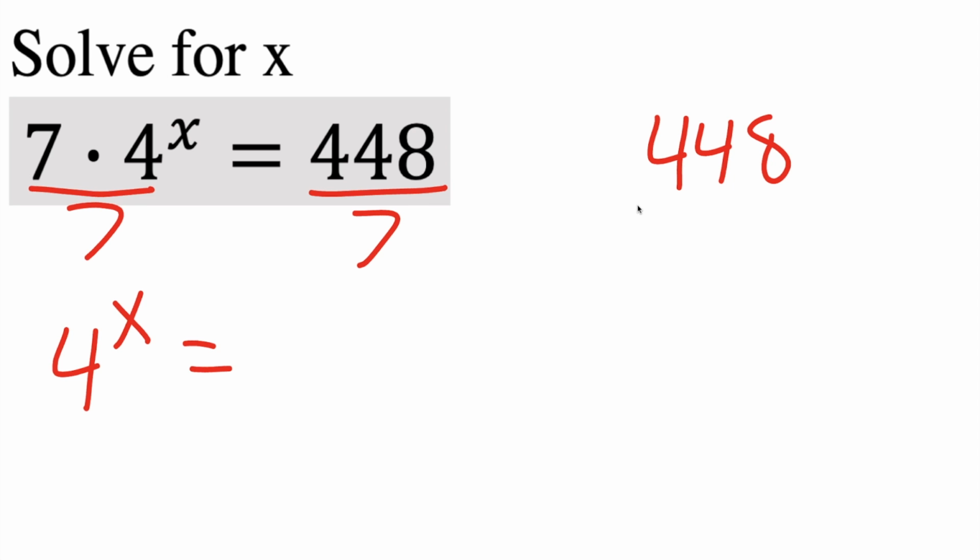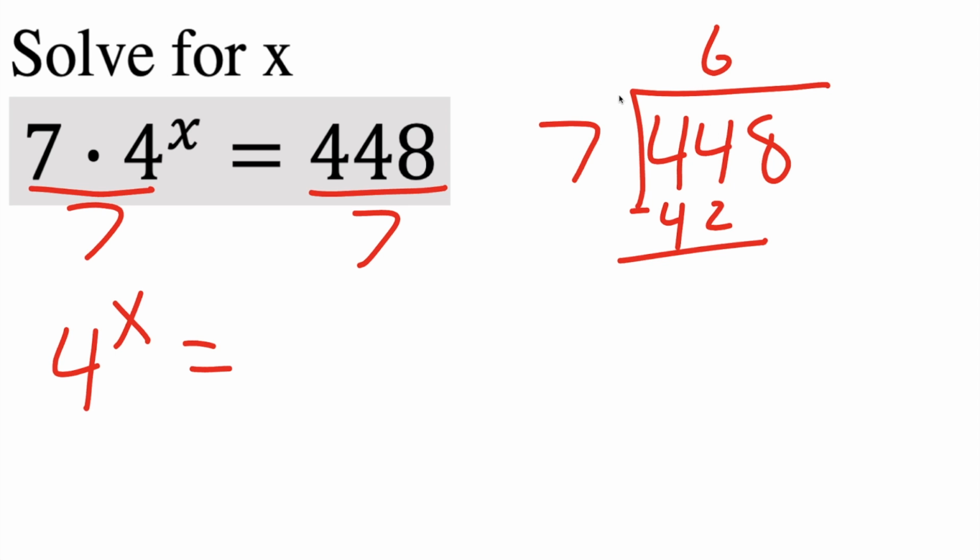It's not a problem. So how many times does 7 go into 44? Well, 7 times 6 is 42, so 6. So then we get 44 minus 42, we get 2. Bring down the 8, so 28. How many times does 7 go into 28? 4 times, so 64. So we have 4 raised to x is equal to 64.